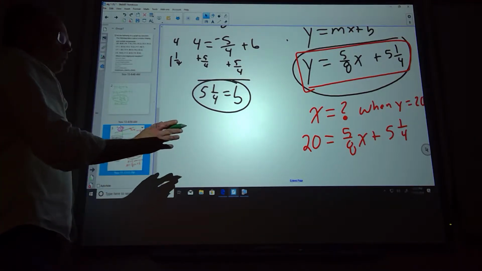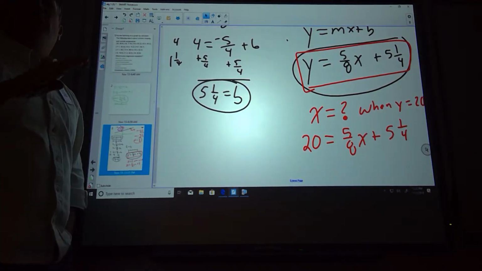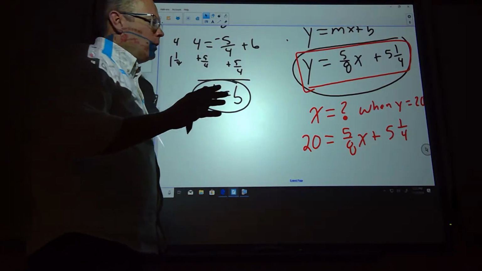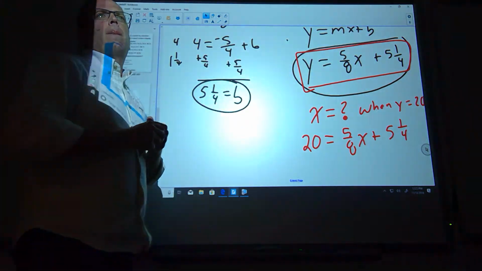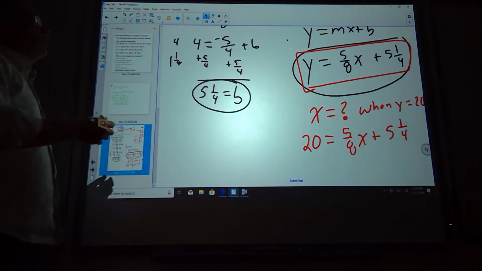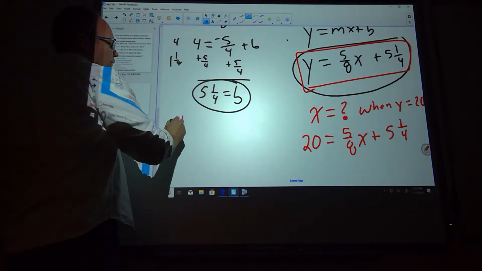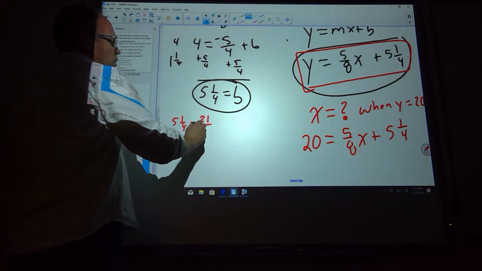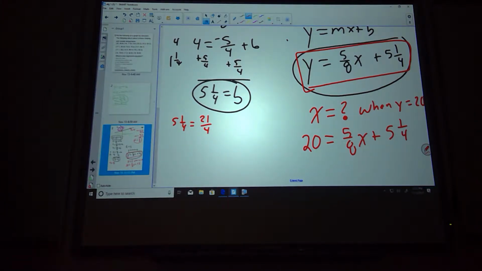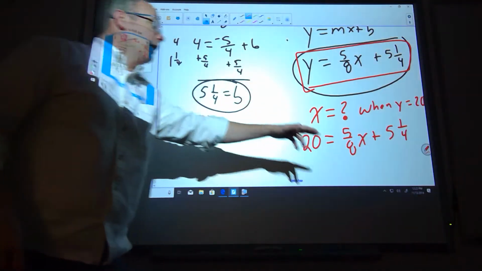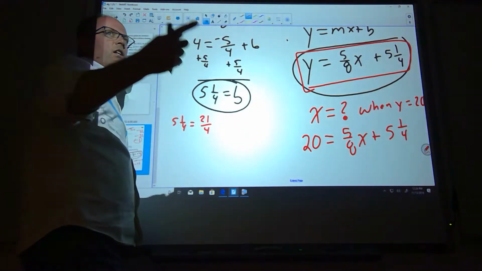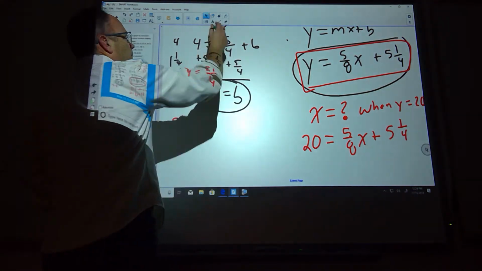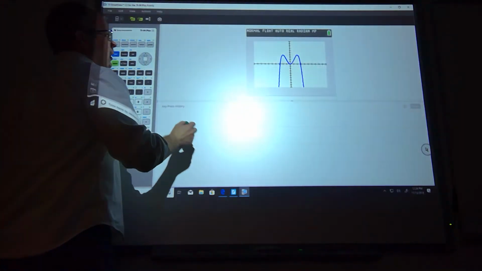Okay? So, watch this. I don't care if you are good at adding fractions or not. But what can I do to this 5 1/4 to bring it over here? Subtract it. Now, does everyone feel good that 5 1/4 is the same thing as 21/4? Is that okay? So if I were to put 21/4 in there, I can subtract it. Okay, so you told me to subtract 21/4. So I'm going to go 20 subtract 21/4. Is that all right?